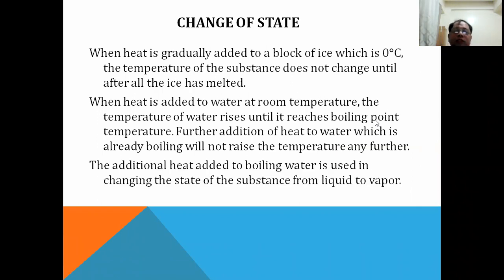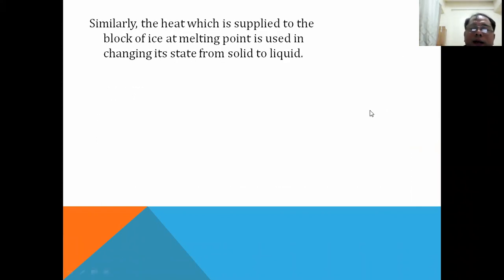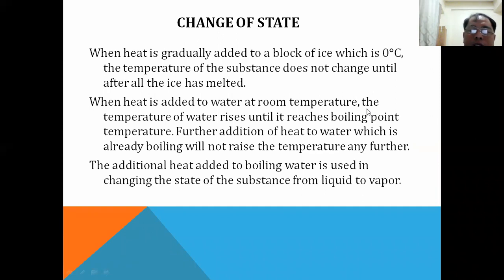Now, change of state, or change of phase. When materials are heated, it changes from solid to liquid, and from liquid to gas. What do you call the change from solid to liquid? What do you call that process? Melting. How about liquid to gas? What is that change of state from liquid to gas? Now again, liquid to gas is either evaporation or vaporization.